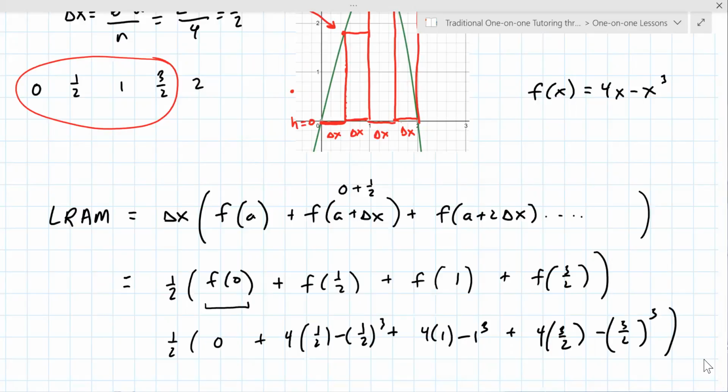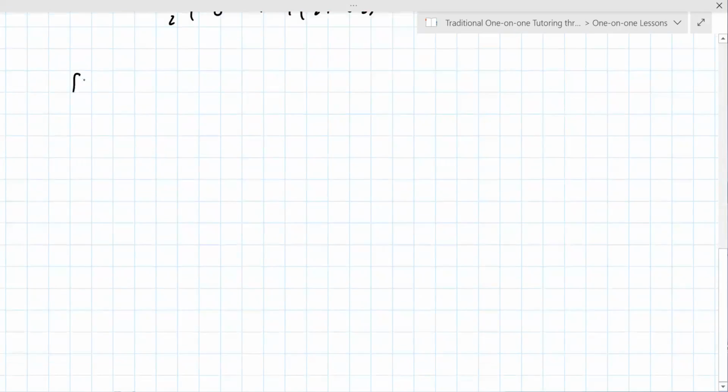So if you're okay with that, I'd like to pick a different function for RRAM. That's fine. Okay. So let's say f of x equals 1 over x, and we're going to go from 1 to, I don't know, let's go to 5, n equals 4. Actually, let's go 1 to 9. N equals 4. All right.